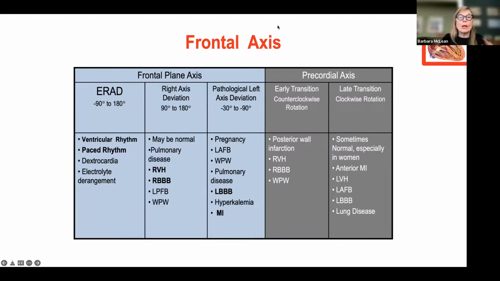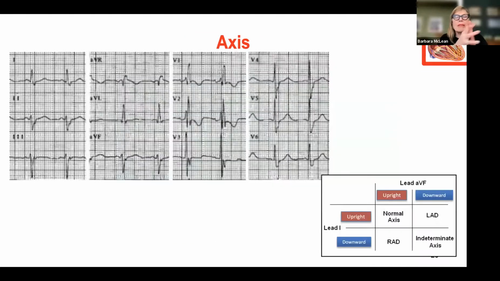So again, what I would remind you, right axis deviation, pulmonary disease, RVH, RBBB, these are more discrete. So our big worry will be these. With left axis deviation, LBBB and MI, also want to consider left anterior fascicular block. But if the left anterior is blocked, your right bundle is blocked as well. So that's really important for us to remember. And in general, that occurs. Now, this is grayed out on the other side because we're going to talk about that later.